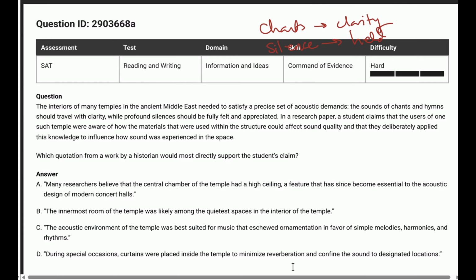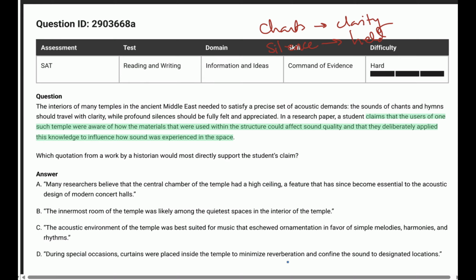or you can highlight, actually, on test day. Immediately highlight. A student claims that the users of one such temple were aware of how the materials that were used within the structure could affect sound quality and that they deliberately applied this knowledge to influence how sound was experienced in the space.